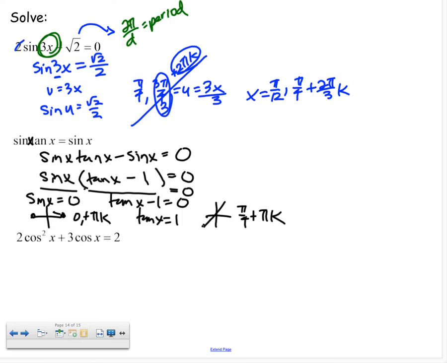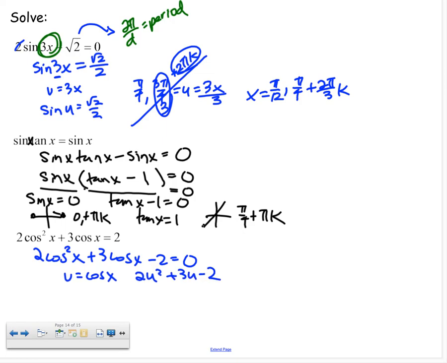Last one. Well, the good news is I only have one trig function, cosine, but this first one's squared and the next one's not. So I'm going to try setting it equal to 0. And now I'm going to try factoring it. I could use the AC method. I could let u equal cosine of x. So now I have 2u squared plus 3u minus 2.